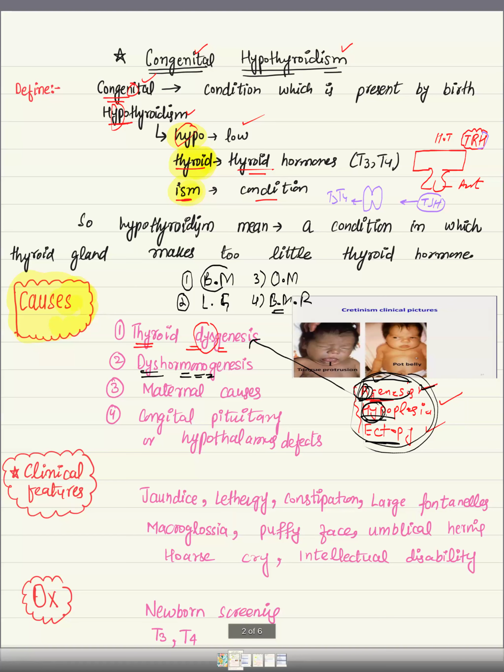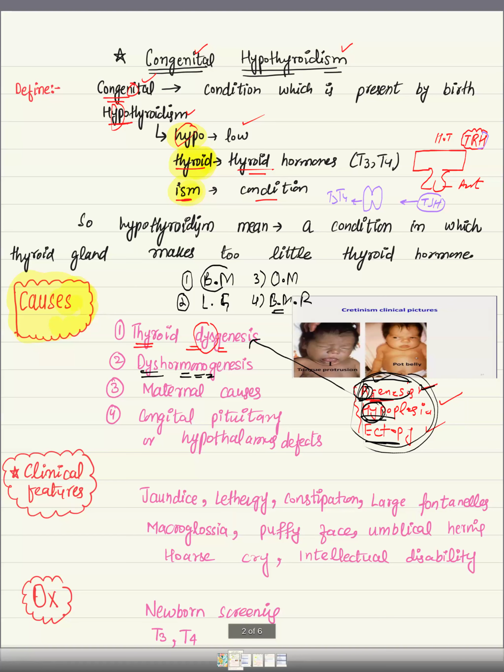Then the other important symptom is macroglossia. Why is the baby's tongue large? And I have also added a picture for you guys. You can see here the tongue protrusion. Basically the tongue is so large, it is coming outside of the mouth. So first of all, just remember why it happens: the baby is suffering from hypothyroidism and macroglossia.